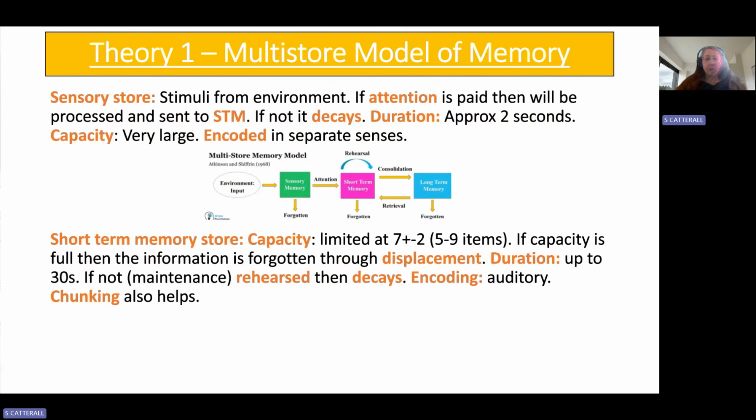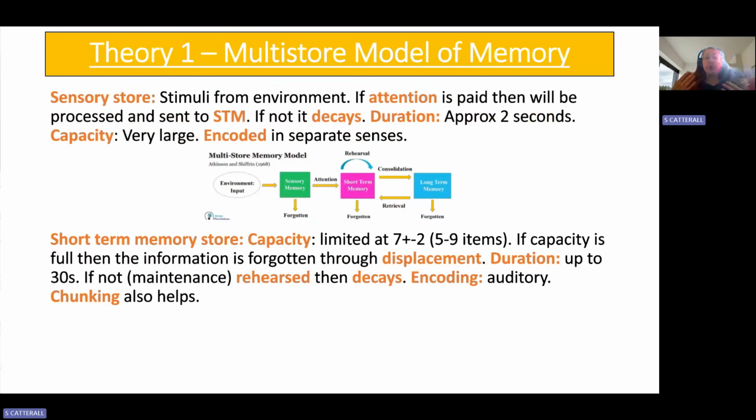Short-term memory. Capacity for this one is 7 plus or minus 2 items, as mentioned before, so 5 to 9 items. If the capacity is full, then the incoming information displaces the older information, pushes it out. It lasts about 30 seconds. Some sources say 15 to 30 seconds, but saying approximately or up to 30 seconds should be fine. And so that allows us to have a conversation, because obviously we need to process what we're hearing to be able to talk. So that explains why it's a little bit longer.